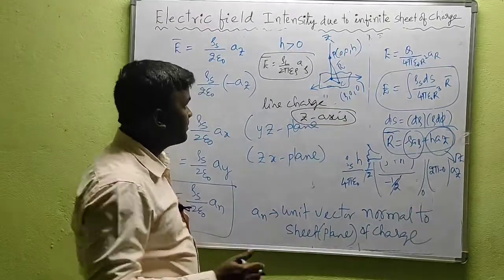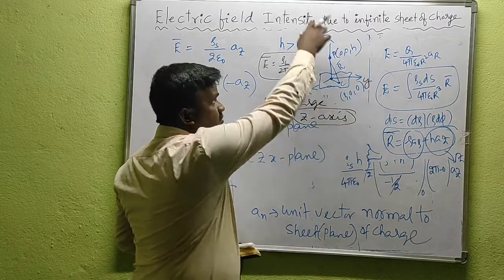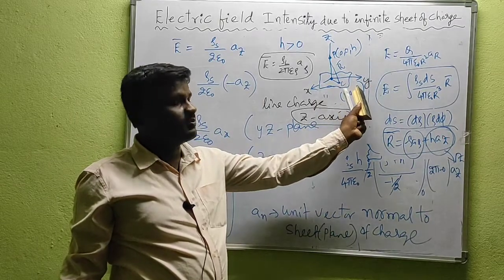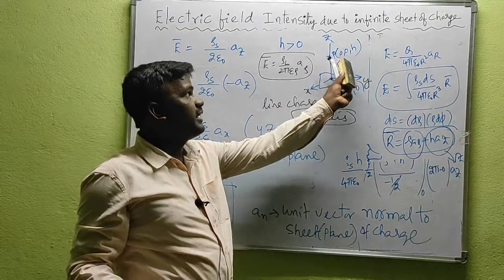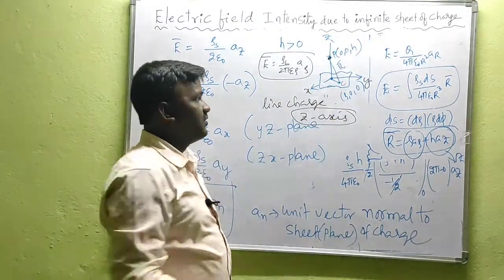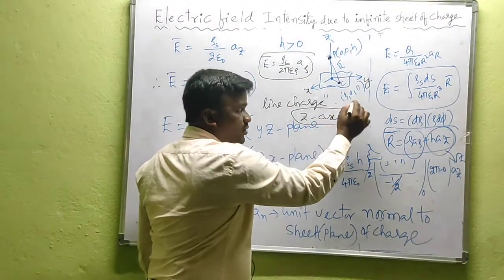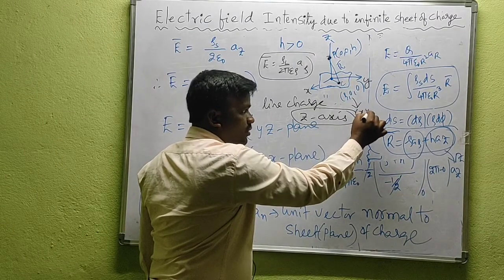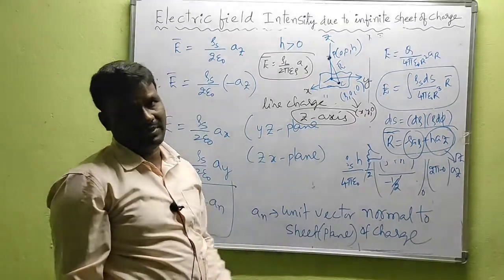Here in case of the sheet of charge, we consider the sheet of charge in the xy plane, therefore the field should be along the a z direction, meaning it should be perpendicular or normal to this xy plane. So that's why the field point is considered on the z axis, that is 0 0 h, whereas the source point in the xy plane is taken as rho comma 0 comma 0. As it is the xy plane, we have x coordinate, y coordinate, and what about the z coordinate? That should be 0.